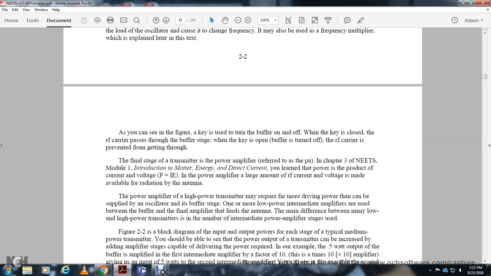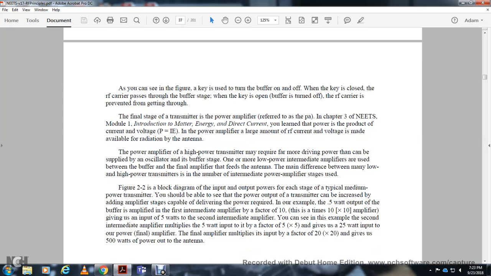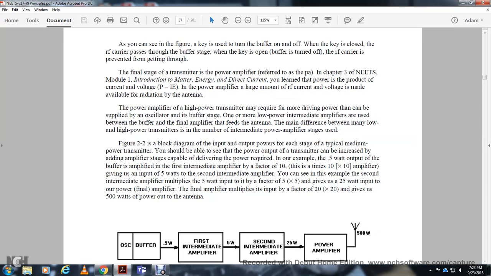Usually the power is supplied with the current and voltage of the power amplifier, and a large amount of the radio current and voltage is made by the available radiation antenna. The power amplifier of a higher power transmitter may require far more driving than the oscillator supplies, so a buffer stage is added. One more lower power intermediate amplifier is placed between the buffer and the final amplifier with the antenna. The difference between lower and higher power transmitters is that higher power ones normally use intermediate power amplifier stages.